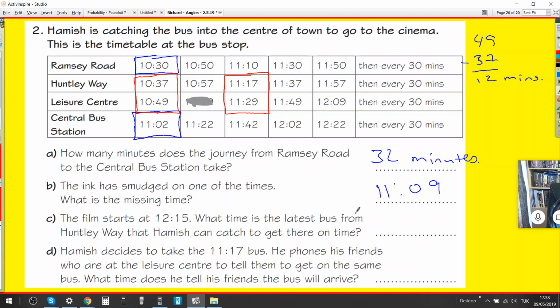Okay, part C. So the film starts at 12:15. At what time is the latest bus from Huntley Way that Hamish can catch to get there on time? So the film starts at 12:15. I believe the latest time would be 11:57.